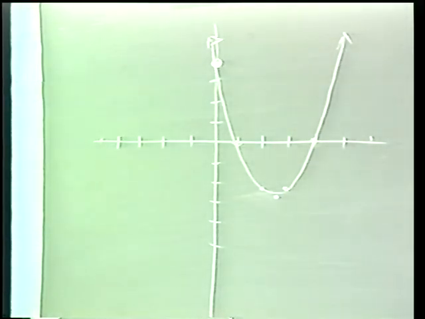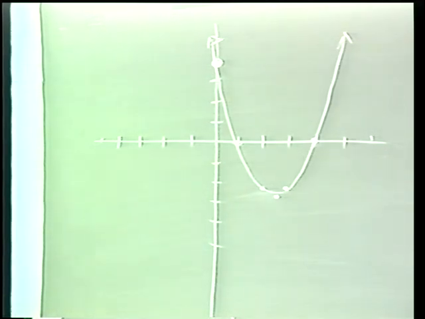Quadratic function f of x equal x squared minus 5x plus 4. Okay? How come we don't name the parabolas? What's that? Why don't we name the parabolas? You could. It's not necessary.